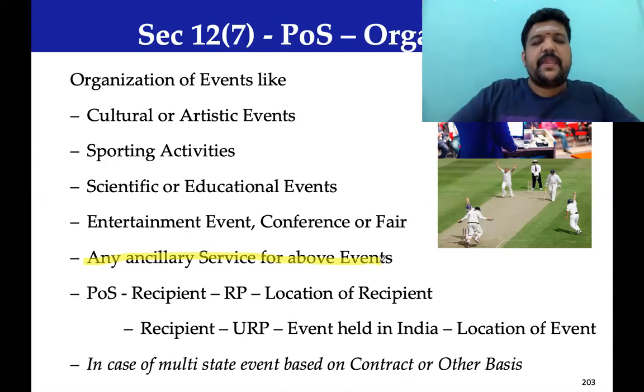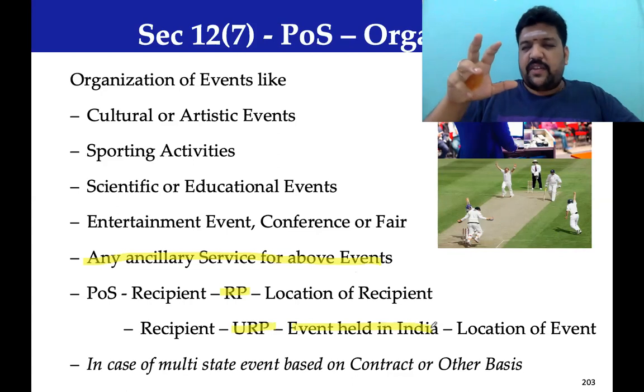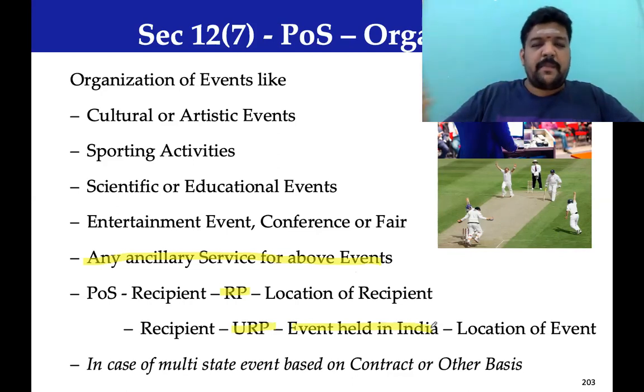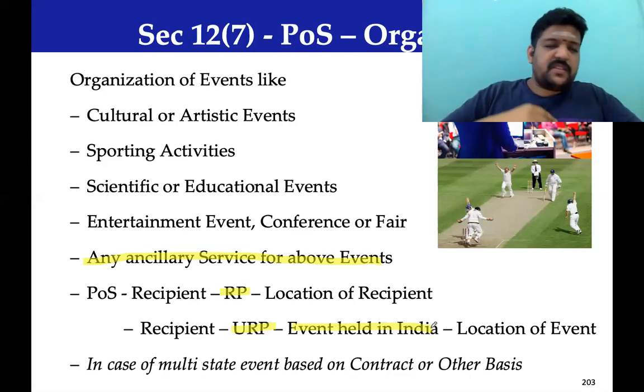In case of all this, if any services are provided to a registered person, the location of such person is the place of supply. If these services are provided to an unregistered person, the place where the event is held would become the place of supply. So, as an organizer of event, am I going to supply these services to a registered person or an unregistered person? If services are provided to a registered person, the location of the recipient is the place of supply. If services are provided to an unregistered person, it is the place where the event is held.